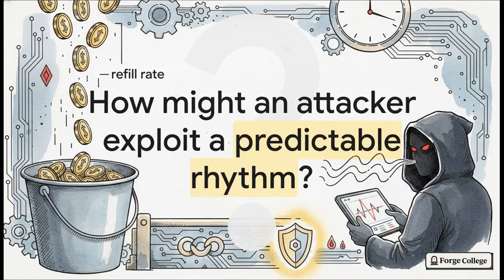But before we go, I want to leave you with this provocative thought. Think about our patent drawing for a second. If an attacker maps out your exact refill rate, and they know the exact millisecond that token drops into the bucket, how could they use that perfectly predictable rhythm against you? And more importantly, how are you going to defend against it?